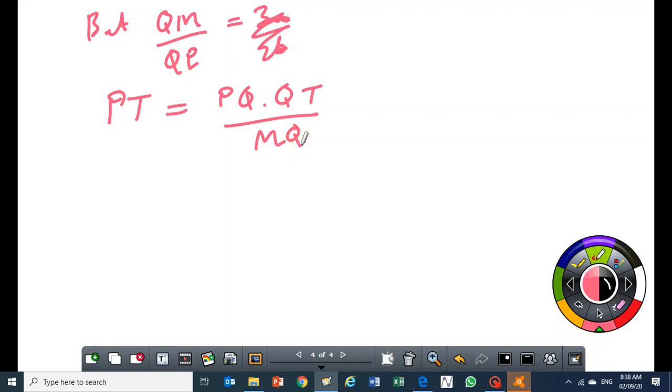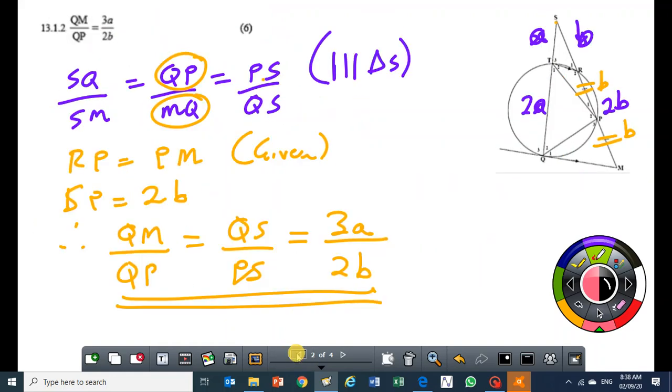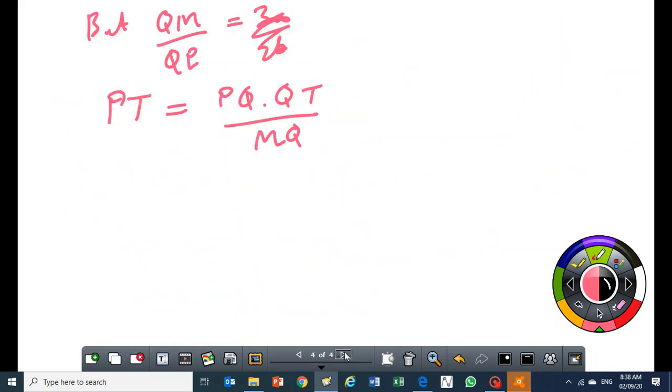Okay? But you see these two, I have to swap now, because I've got PQ on top and MQ at the bottom. And I know that my QT is what? You look at the diagram that I had here. It's 2A. That's QT. So I can write this as 2A. That's for the QT times the PQ over MQ is going to be equal to 2B over 3A. Like that.